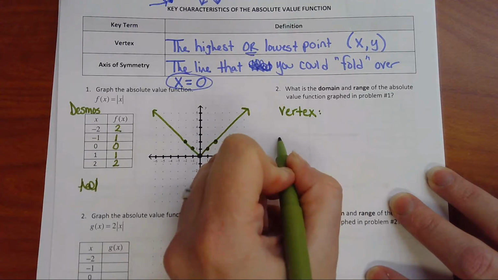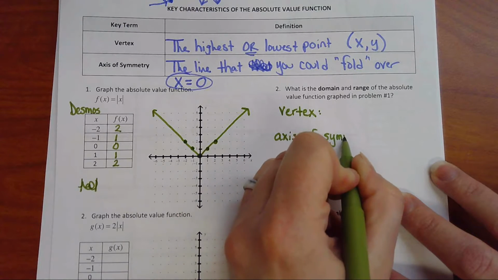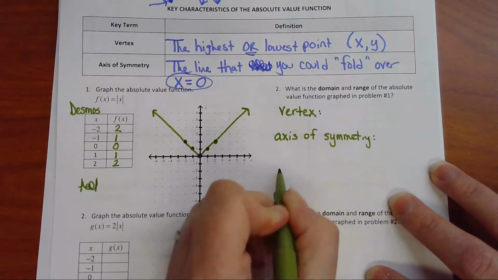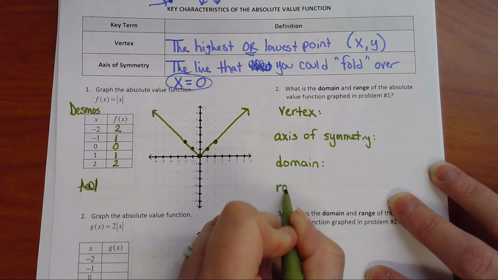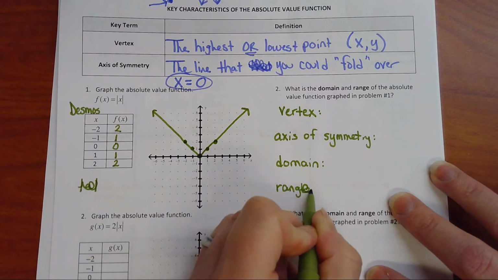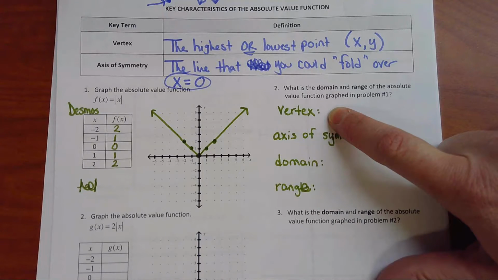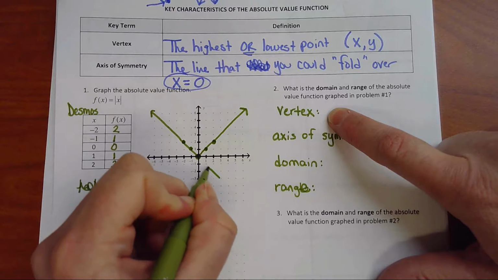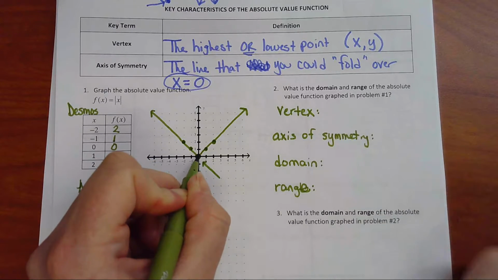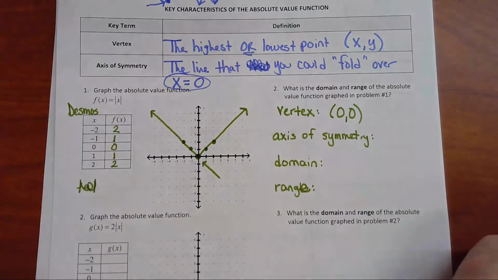We're going to figure out the vertex. What's the axis of symmetry? We're going to figure out what's the domain. And then what is the range? So the vertex is going to be the very lowest or very highest point. In this case, we have a very lowest point right here. This point is at 0, 0. So our vertex is 0, 0.